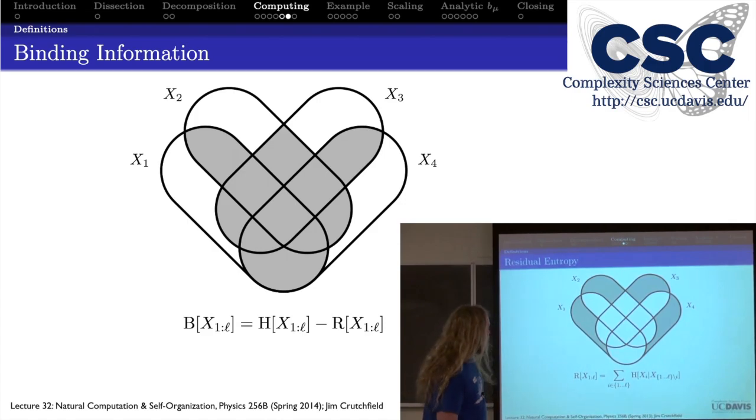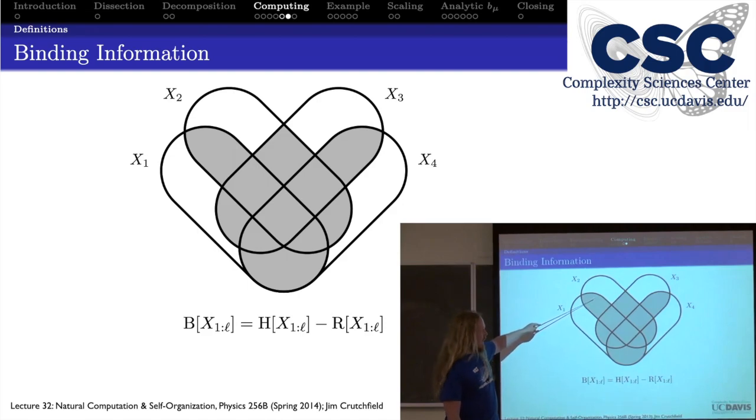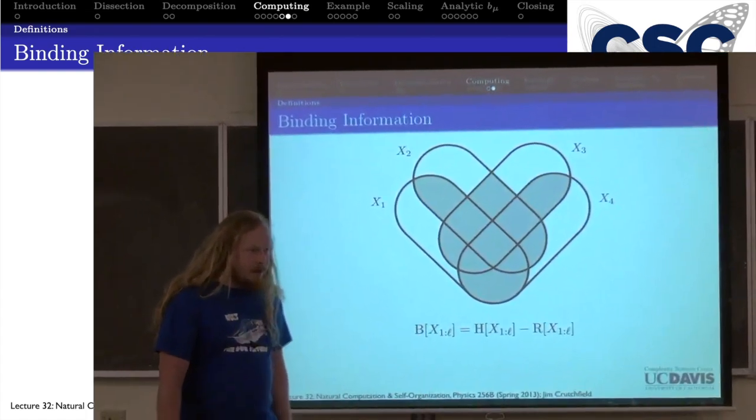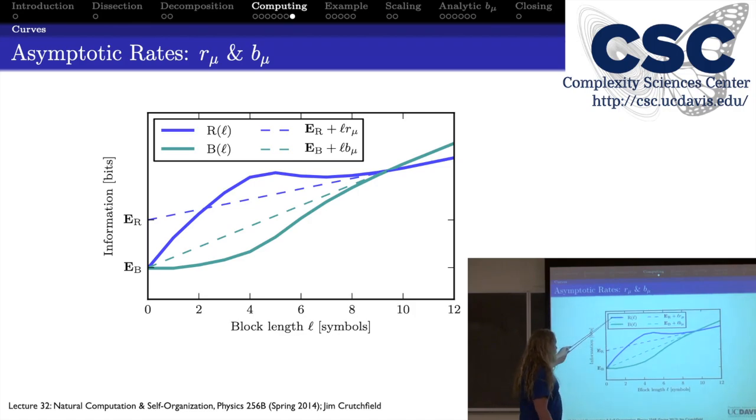And as a dual to that, if we only consider the areas where there's overlap, but we do not weight them according to how often they overlap. So this area where just x1 and x2 overlap is counted the same as this area where 1, 2, 3, and 4 overlap. We call this the binding information. And if we look at how these quantities scale with increasing L by plotting the block residual entropies and block binding informations, once again they will eventually hit a linear asymptote, and that linear asymptote will have a slope of R mu and B mu respectively.